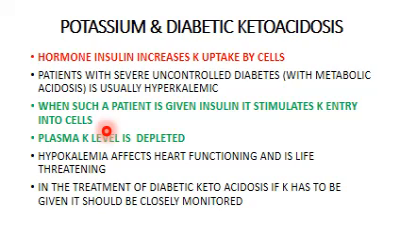So, when it moves into the cells, what happens? The plasma potassium level is depleted, resulting in hypokalemia. So, if this is untreated, it can affect heart functioning and is life-threatening. So, in the treatment of diabetic ketoacidosis, if potassium has to be given, it should be very closely monitored.